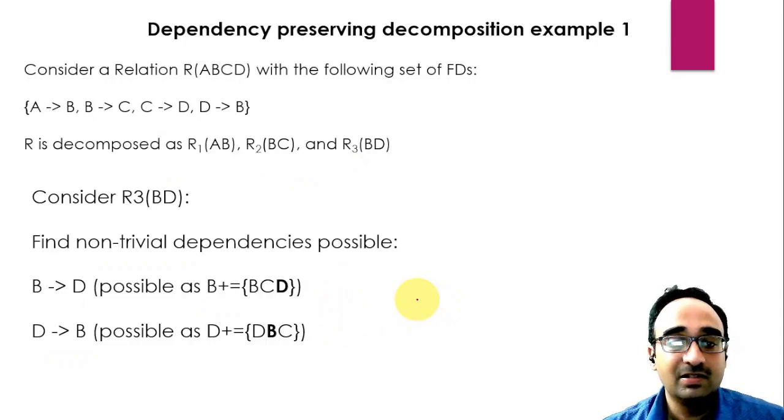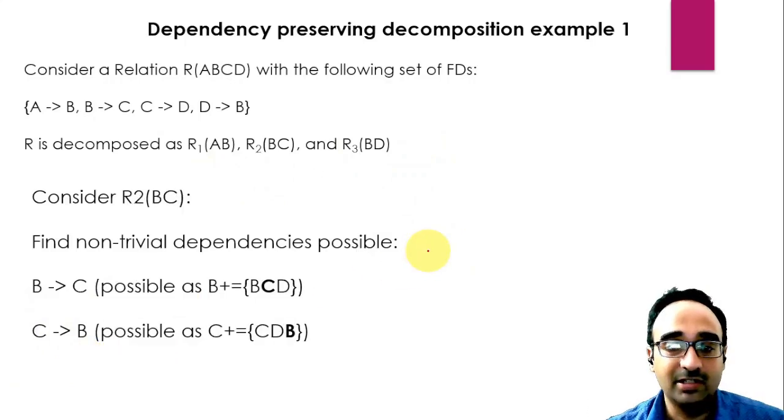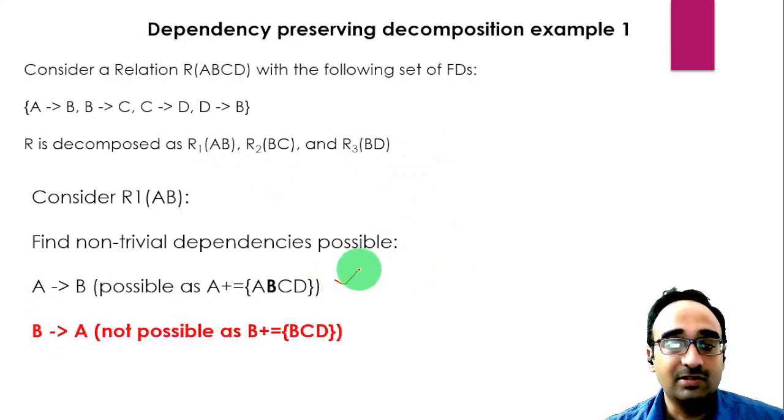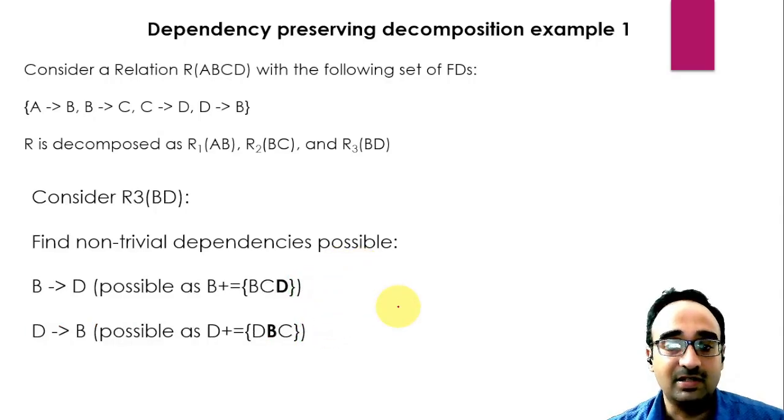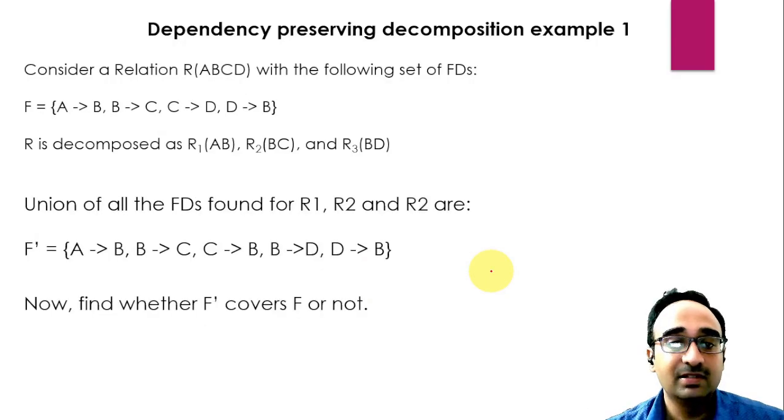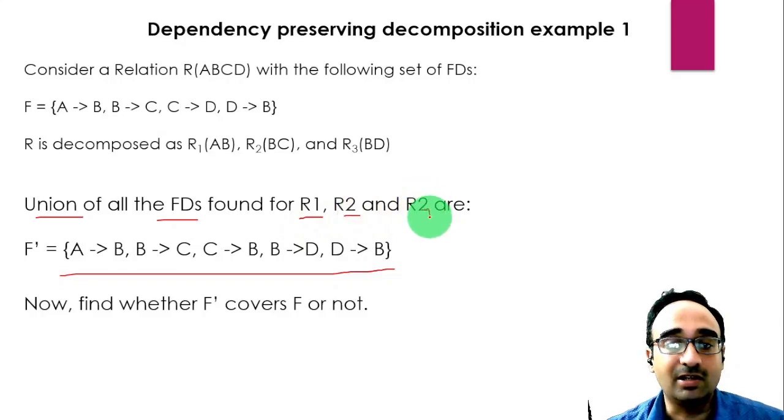So that's all, we have three tables and we calculated the non-trivial dependencies. How many did we get? We got A→B, we got B→C, C→B, and also we got B→D and D→B. In total we got 5 FDs. We performed the union of all the FDs that we got from R1, R2 and R3. So these are the 5 FDs we got.